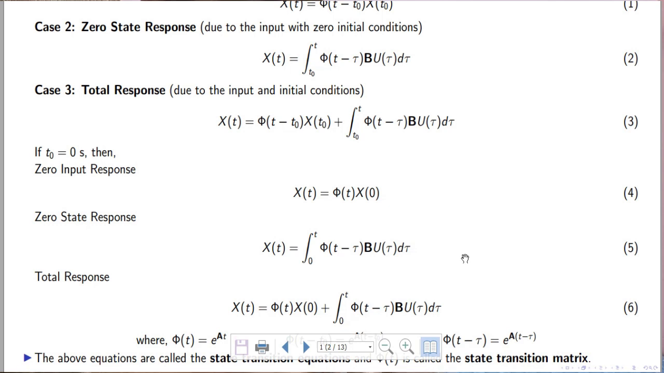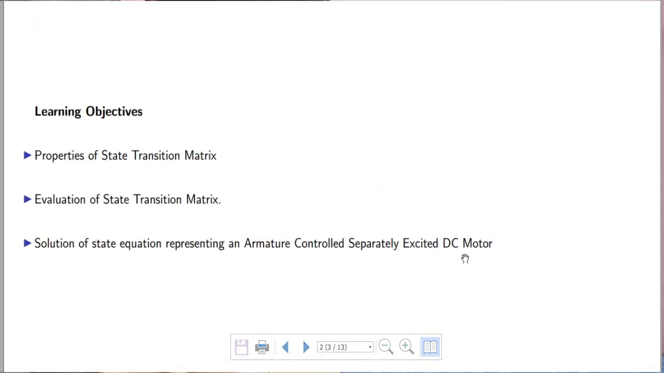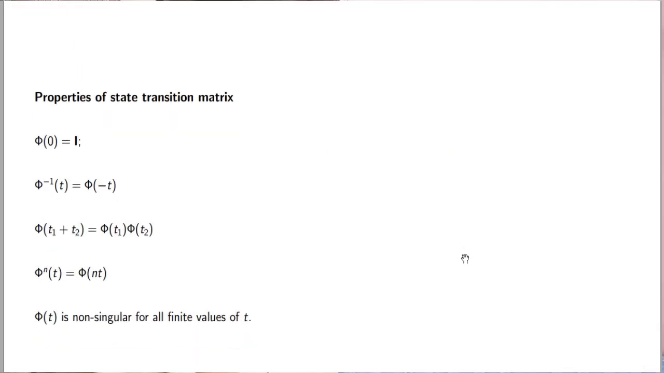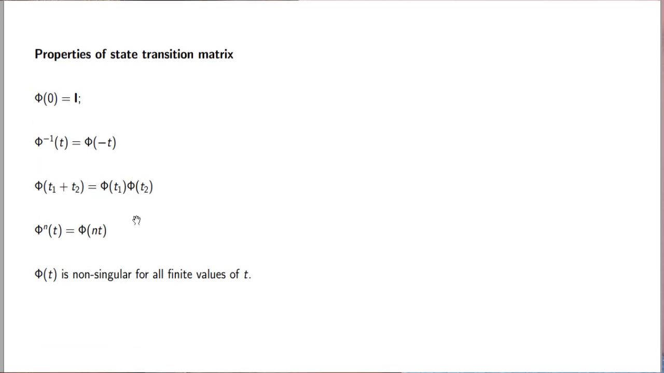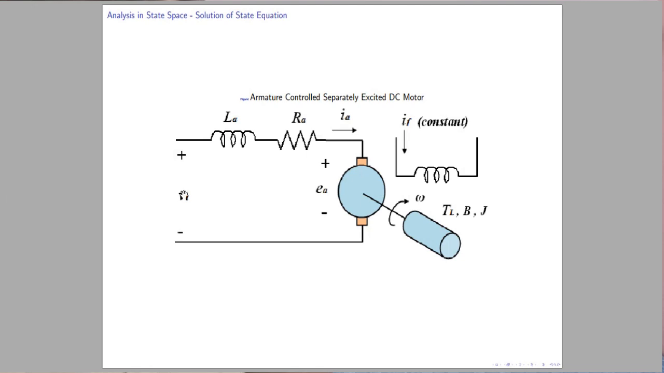Also, we understood the properties of the state transition matrix and how the state transition matrix and the solution of the state equation can be evaluated using Laplace transform. Also, we used the above method to get the solution of the state equation describing an armature controlled separately excited DC motor.